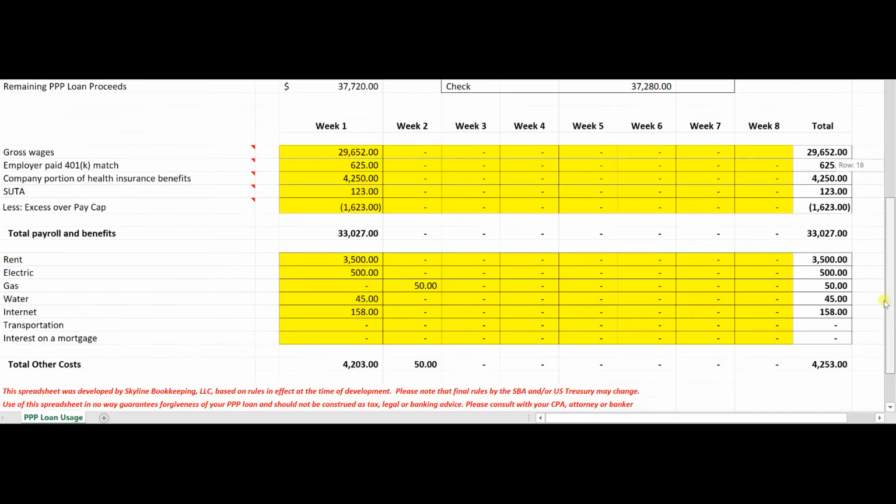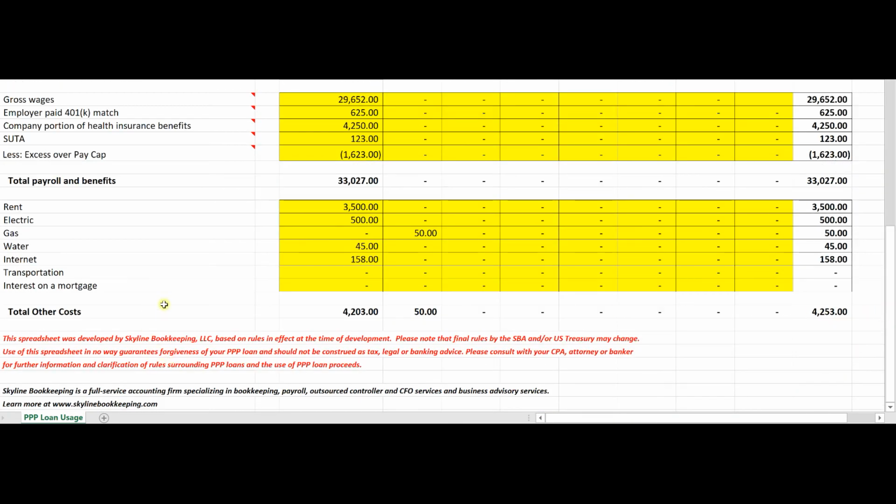So another and final thing to keep in mind is that I developed this spreadsheet based on the rules that were in effect at the time of the development. As we all know, things are changing pretty rapidly with the SBA and the US Treasury. So in no way does this spreadsheet guarantee forgiveness of your PPP loan. So I would definitely make sure you continue to consult with your CPA, tax attorney, as well as your bank lender for any further clarification surrounding new rules that come up from the SBA.